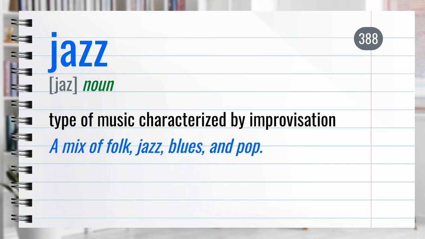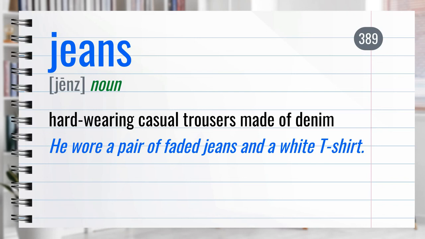Jazz. Jazz means type of music characterized by improvisation. For example, a mix of folk, jazz, blues, and pop. Jeans. Jeans means hard-wearing casual trousers made of denim. For example, he wore a pair of faded jeans and a white t-shirt.